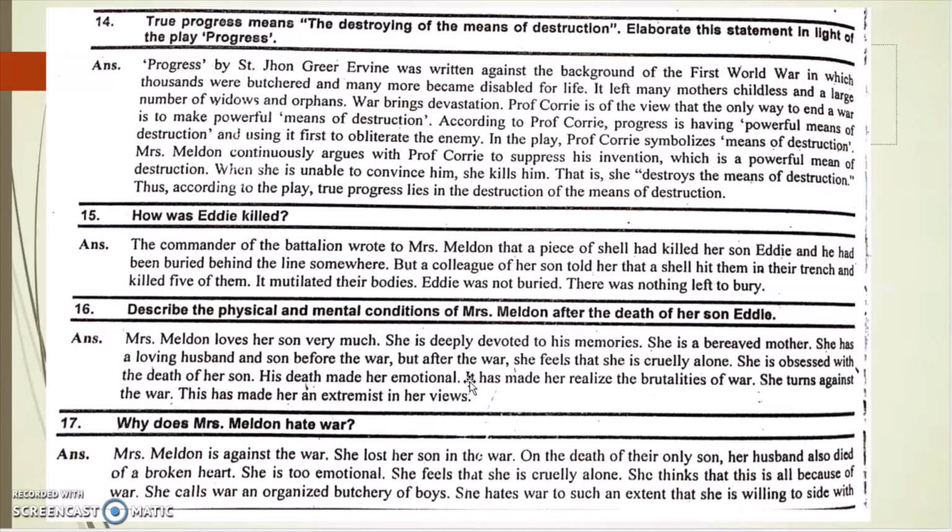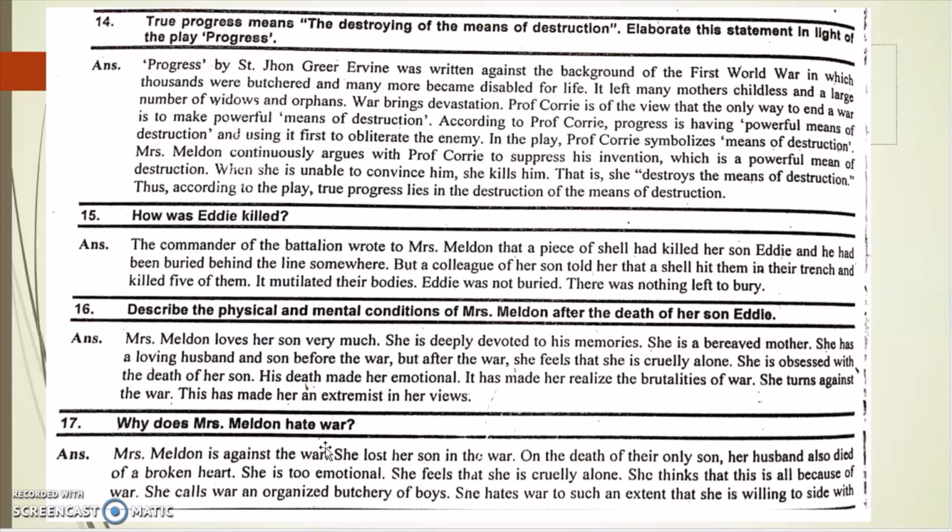His death made her emotional. It has made her realize the brutalities of war. She turns against war. This has made her an extremist in her views. So before war she had everything. She had a lovely son, she had a loving husband, but after the war she's alone. She's a widow and she's a person who has lost the only son. So she became a totally different person, very sentimental and very anti-war.